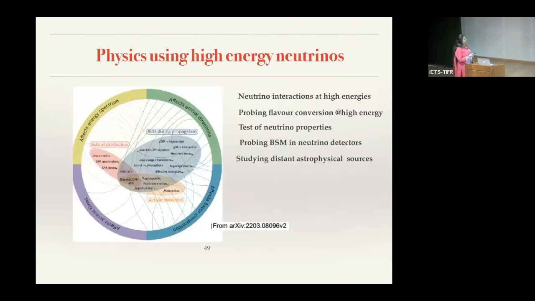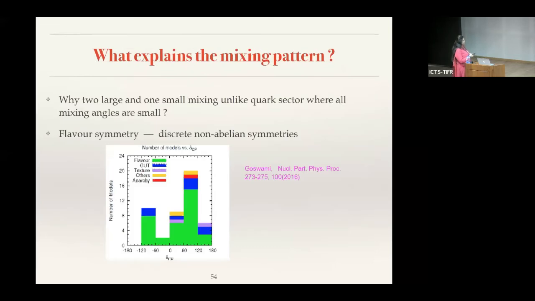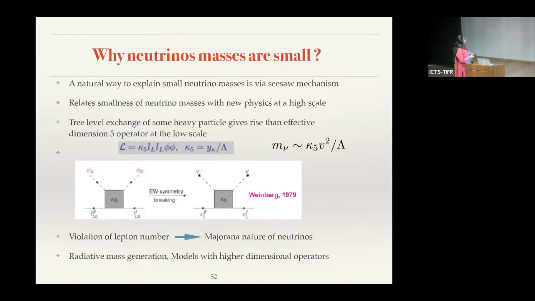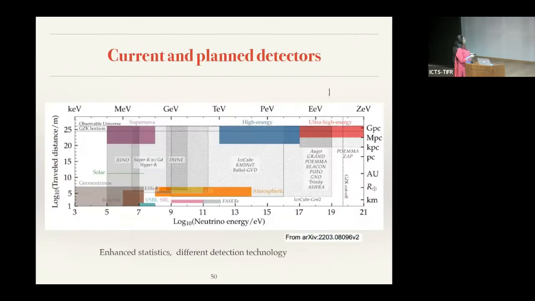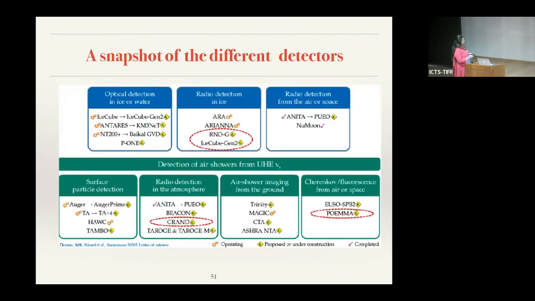And there can be a lot of physics which one can do using these high energy neutrinos. For the neutrinos, we can do neutrino interaction at high energies, probing flavor conversion at high energy, test of neutrino properties. And here also one can probe BSM in neutrino detectors, and one can of course study distant astrophysical sources. So there are many current and planned detectors. This shows at ultra high energy, and this is a nice snapshot. So the main thing is to enhance the statistics and use different technology. So this is a snapshot of different detectors.